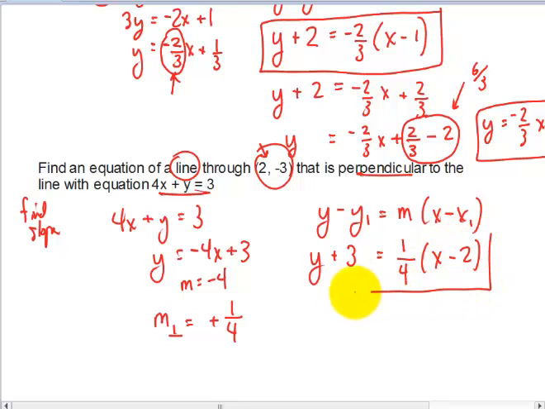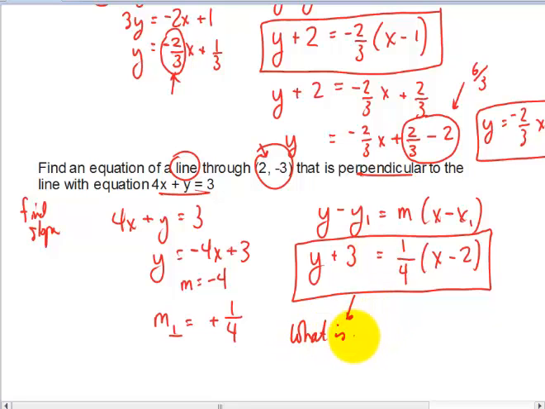So I'm going to leave it like that, only because I don't want to take up all the time. But one of the things I'm going to ask you to do on the Google form is to change this. What is this equation in slope-intercept form?